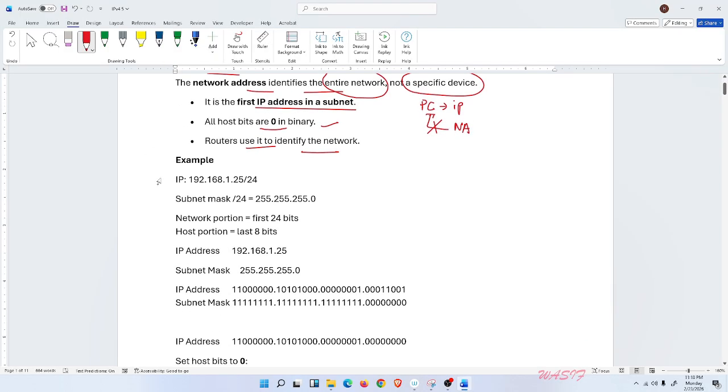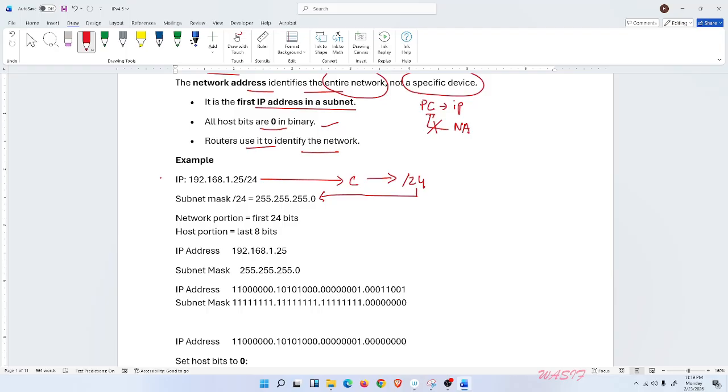Now let's come here. Let's say this is an IP address. If you look at here, what kind of IP address is this? This is a class C IP address. For any class C, the CIDR is /24. If you convert /24 into the subnet mask, you will find 255.255.255.0.